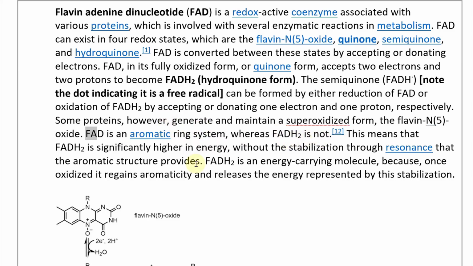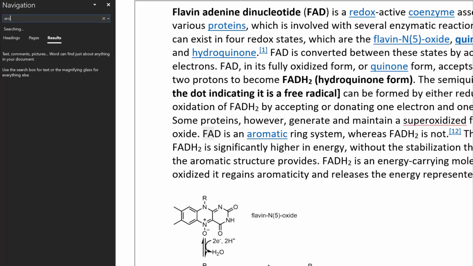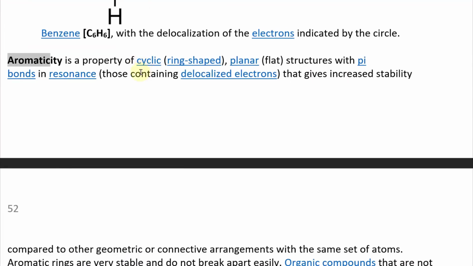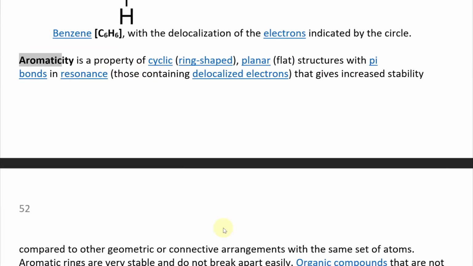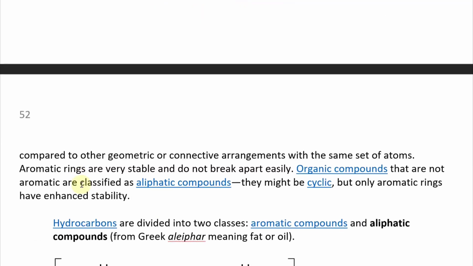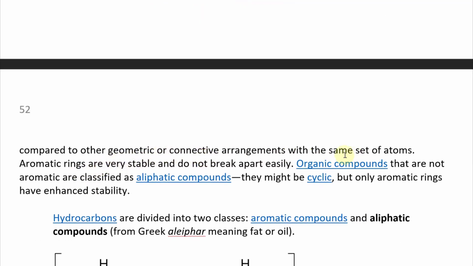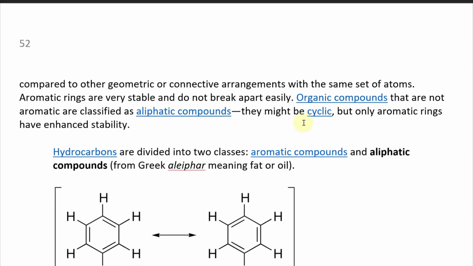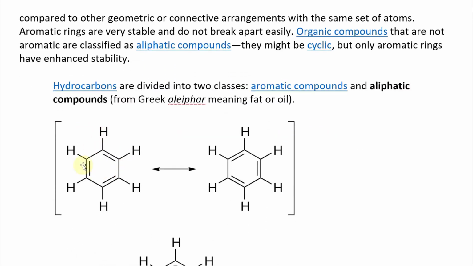And if we recall aromatic, it has resonance and it's super strong. So aromatic, let's go here. Aromaticity is a property of cyclic, ring-shaped, planar, flat structures with pi bonds and resonance, those containing delocalized electrons that give increased stability compared to other geometric or connective arrangements with the same set of atoms. Aromatic rings are very stable and do not break apart easily. Organic compounds that are not aromatic are classified as aliphatic. They might be cyclic, but only aromatic rings have enhanced stability. So you have enhanced stability right here, has delocalized electrons, and it's super, super strong.